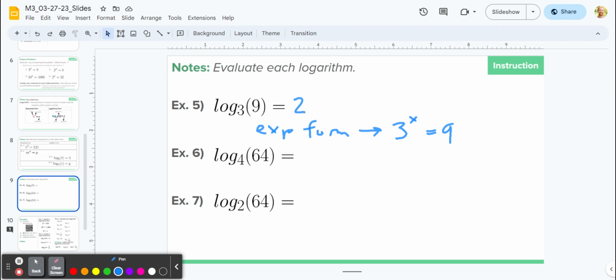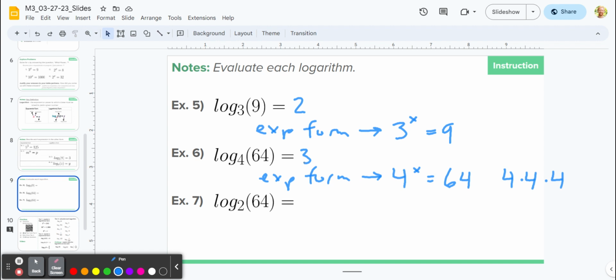Okay, let's repeat this process for examples 6 and 7. Go ahead and pause your screen, try this on your own if you need to, then come back and I'll explain it. So I have the base of 4 taking the log of 64. If I want to rewrite that in exponential form to help me solve the problem, I would have 4 raised to the x power equals 64. In this case, that would have to be 4 times 4 gives me 16, times another 4 would get me to 64. So I would need to have the third power.